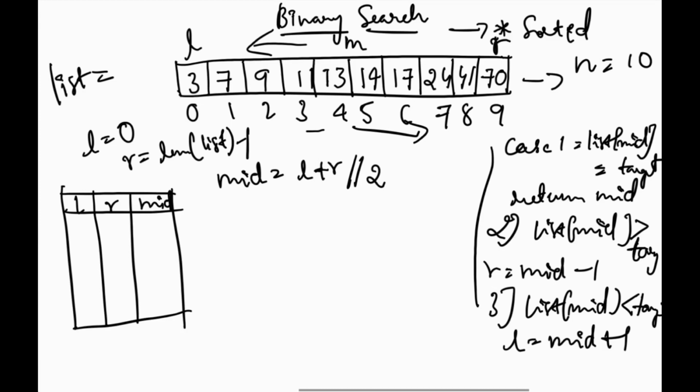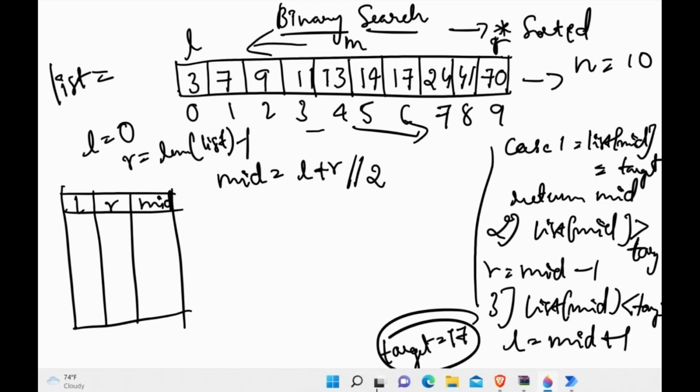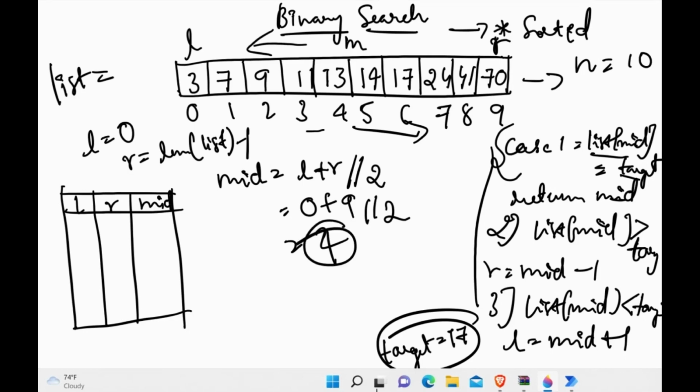So let us search for the number 17. The target is equal to 17. For 17, we are going to check case 1: is the middle value equal to the target? What is the middle value now? L is 0 and R is 9. Whole divided by 2, what will you get? 9 divided by 2 is 4, since 2 fours are 8. So mid is equal to 4.